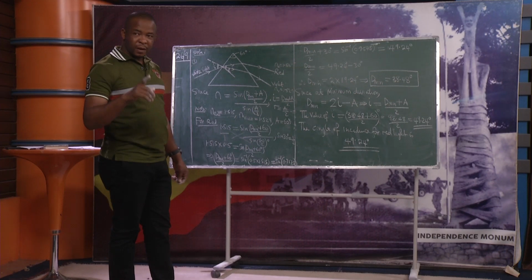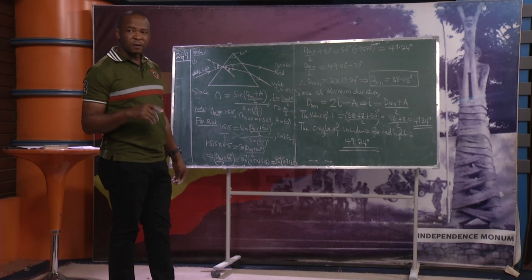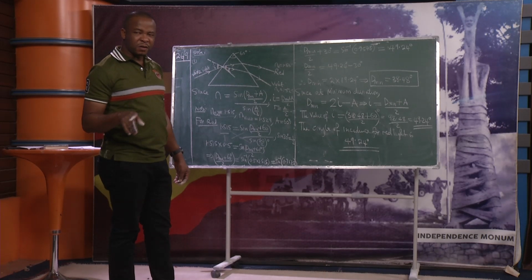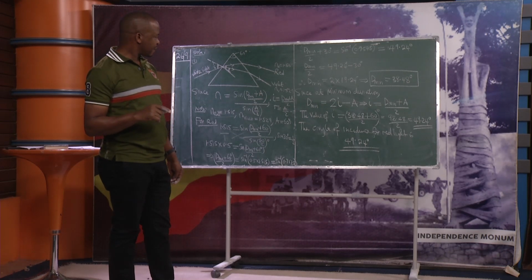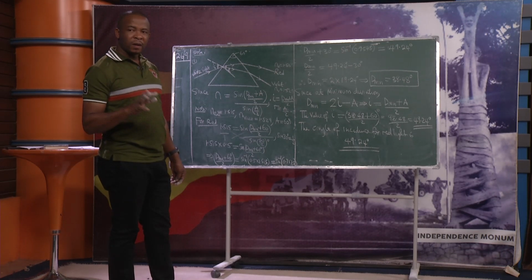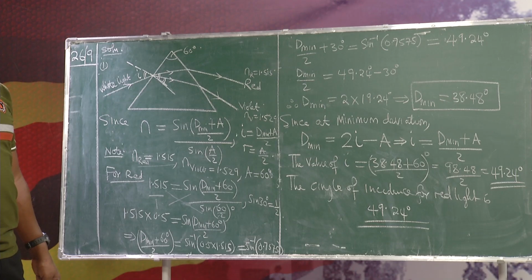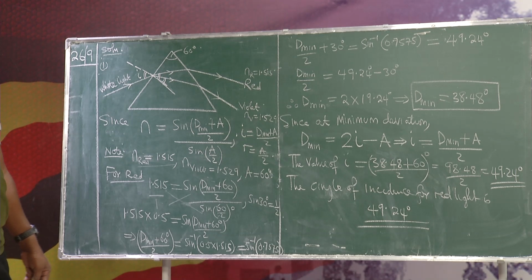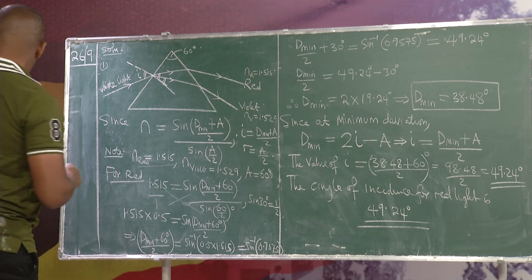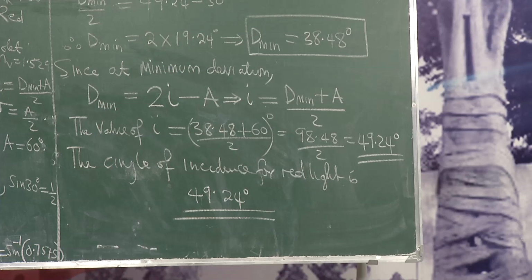In other words, on the prism, the light ray is expected to pass parallel to the base of the prism at minimum deviation. If you are taking a picture, I would expect that you have already captured the part 1 solution for this number. Let us move to part 2 of this number.